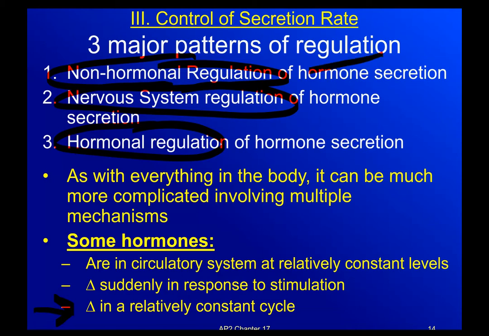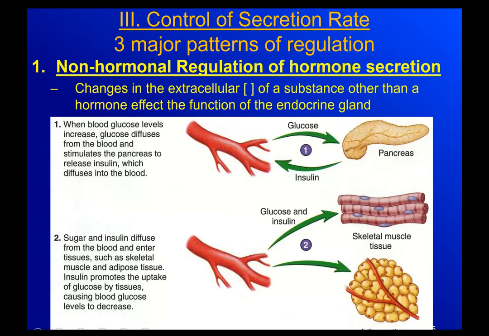So let's talk about these. Non-hormonal regulation, nervous system regulation, hormonal regulation. Non-hormonal regulation of hormone secretion. That means these hormones are secreted in response to something that isn't a hormone. So usually we're talking about changes in extracellular concentration of a substance other than a hormone that affect the function of the endocrine gland. Best example, glucose.